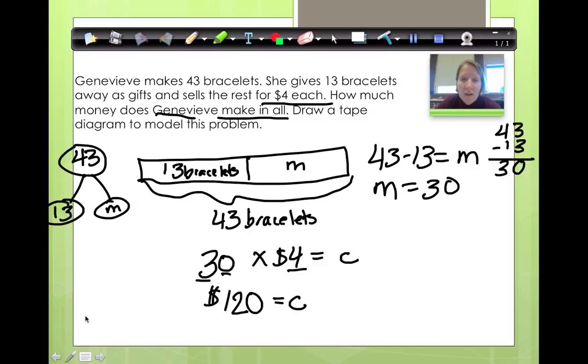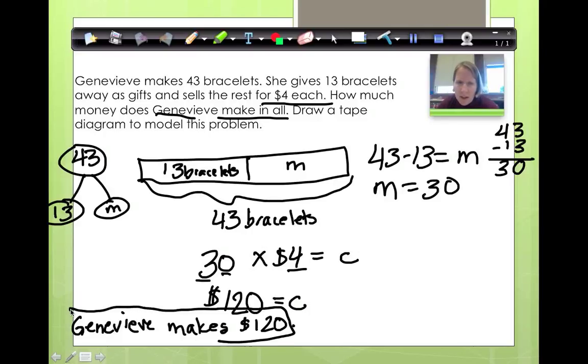Okay, so write your statement. Genevieve makes $120. That's all you gotta write. And then we probably should put it in a square so that we can find a rectangle.